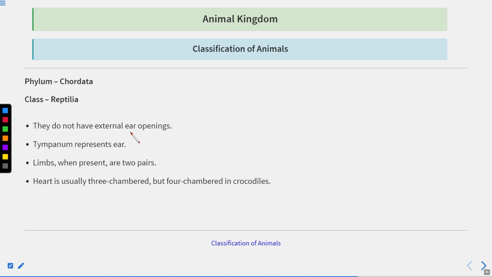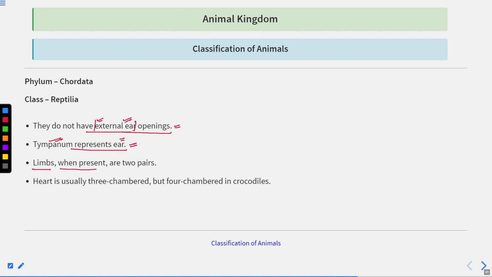They do not have external ear opening. Okay, these do not have any external ear opening, but in the case of amphibians, we have seen the external ear opening. Tympanic represents the ear. No external ear is what we see in the case of reptiles as well as in the amphibians. But yes, they have the tympanic membrane, and that represents the ear.